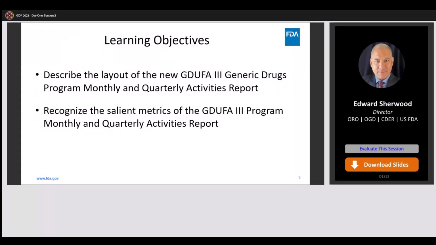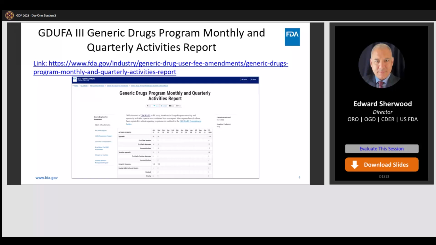There are two learning objectives for this presentation. One, describe the layout of the new GDUFA III Generic Drugs Program monthly and quarterly activities report. And two, recognize the salient metrics of the GDUFA III program monthly and quarterly activities report. In line with these objectives, during this presentation, you will be given two challenge questions. Now let's get into the overview of the new GDUFA III Generic Drugs monthly and quarterly activities report.